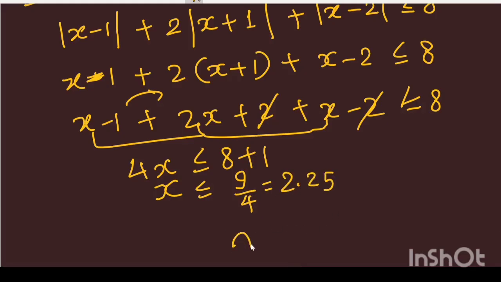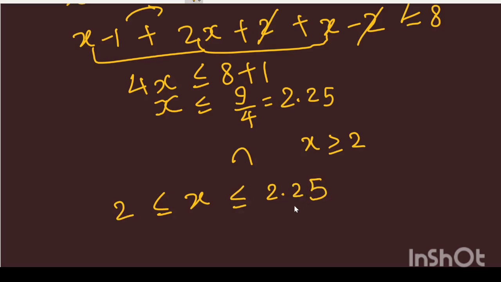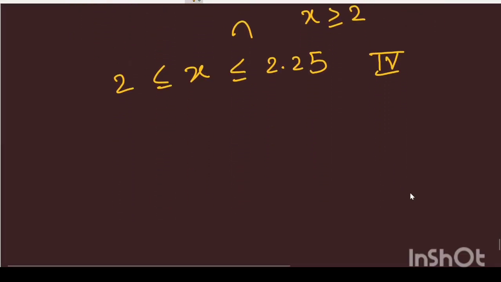This will take intersection with x greater than equal to 2. So x greater than equal to 2 and x is less than equal to 2.25. Directly also we can say greater than equal to 2, less than equal to 2.25. Okay, this is our fourth. So now let's take the union of all the 4 cases, guys, which is this.